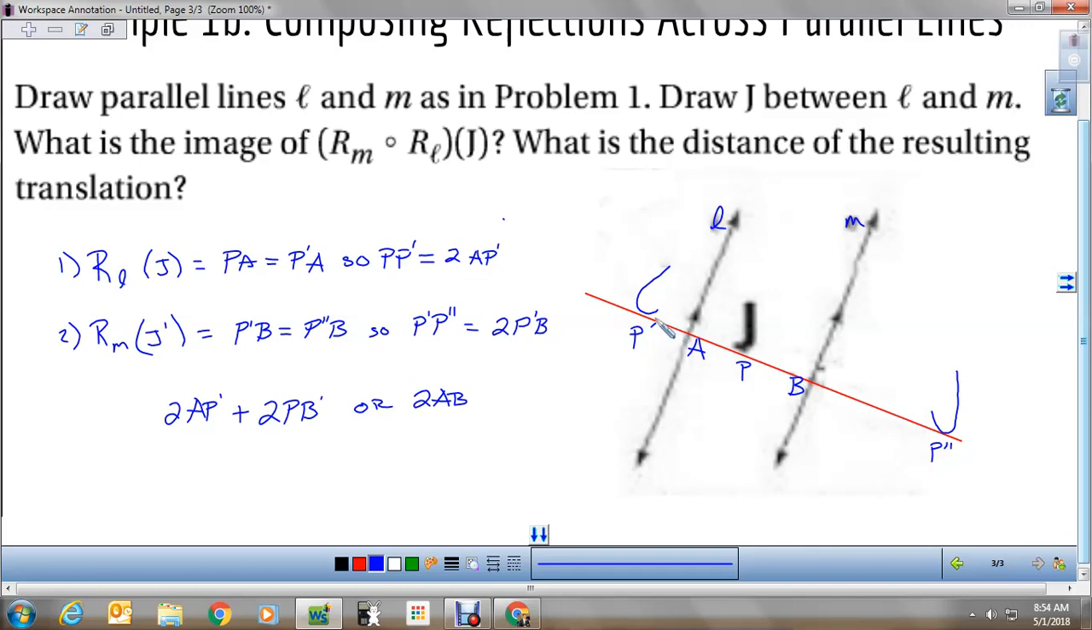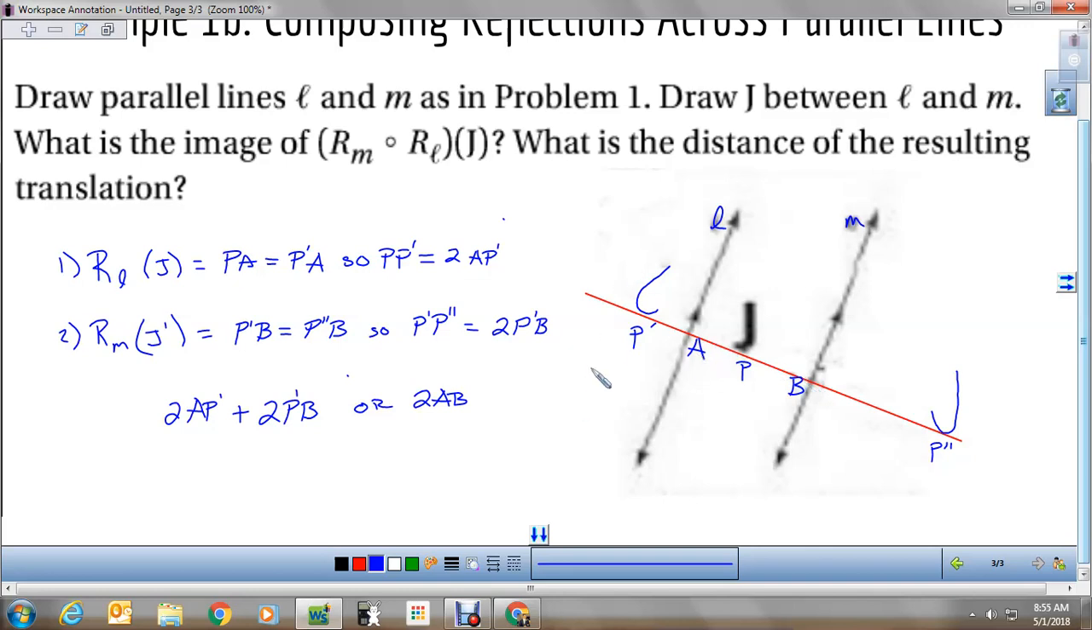So the distance from P prime to P double prime is equal to twice the distance of P prime to B. So the total distance moved is this distance twice, 2 A P prime plus 2 P prime B, or the total distance is twice the length of AB, which is the distance between the two parallel lines.